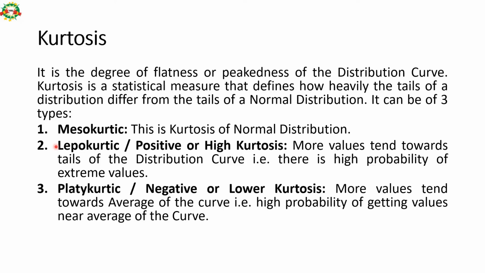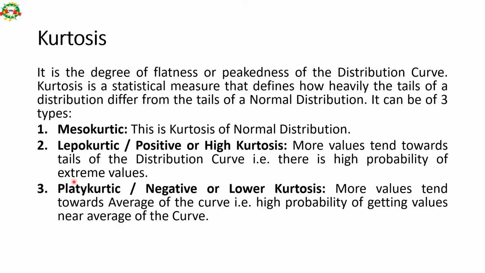Second, leptokurtic, or positive or high kurtosis. More values tend toward the tails of the distribution curve, so there is a probability of higher extreme values. So if the area under the tail is more than in a normal distribution, then it is called leptokurtic or positive or high kurtosis.